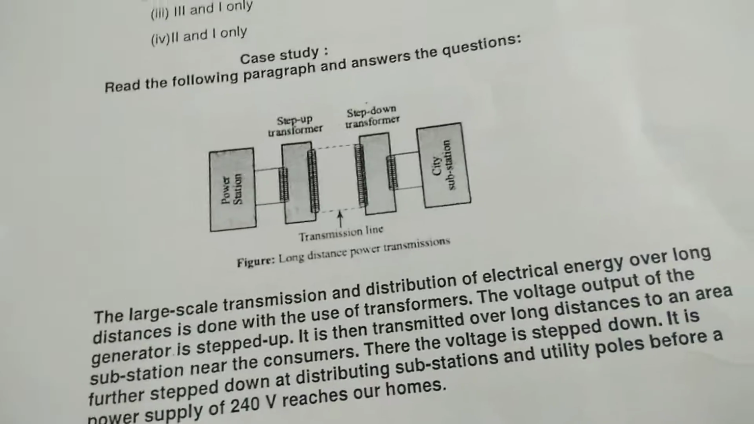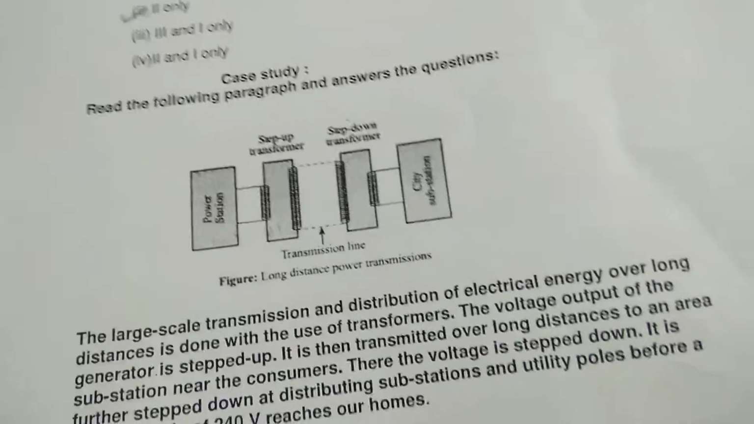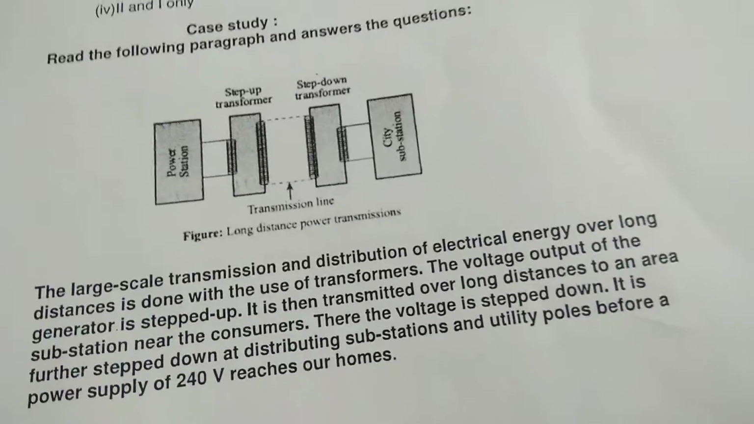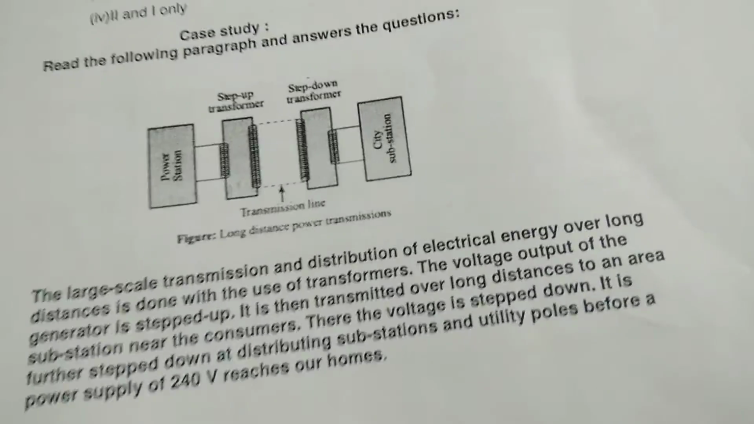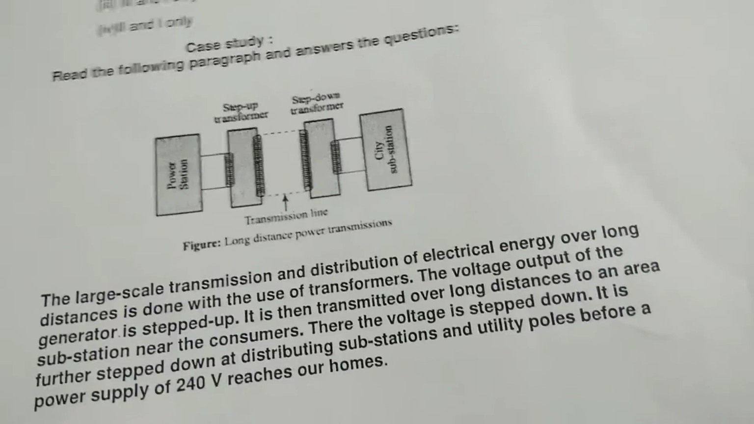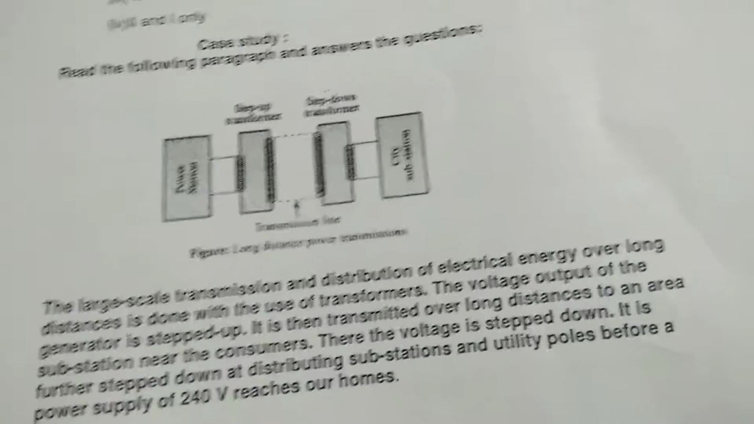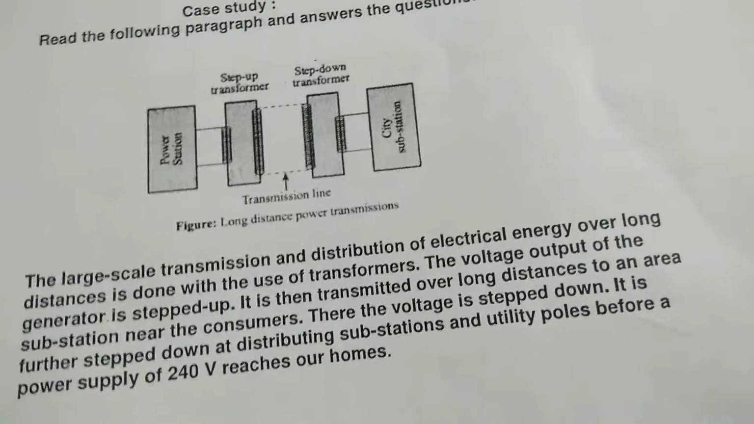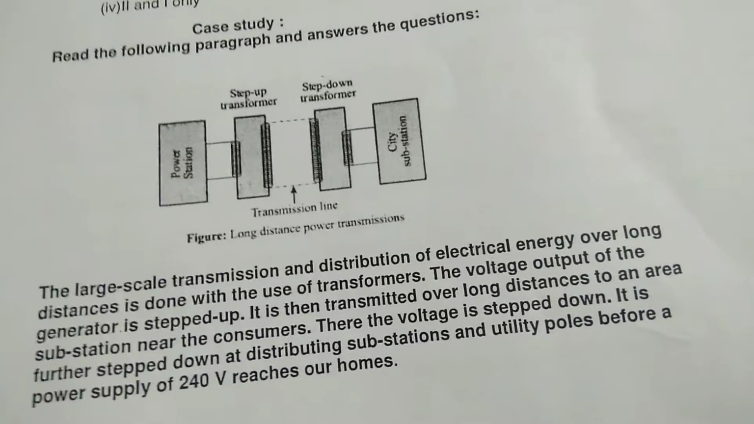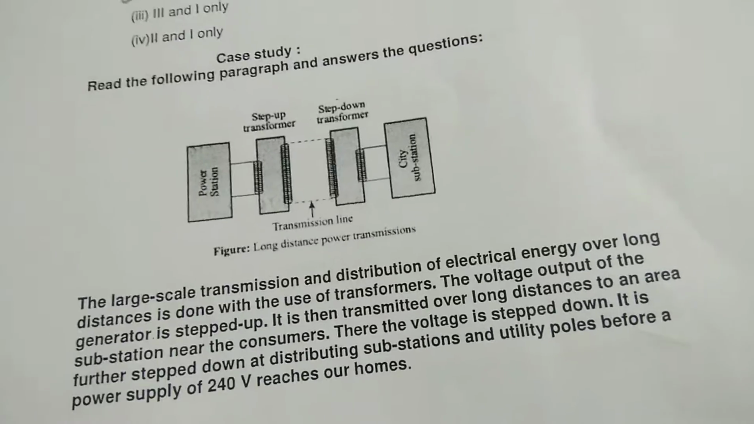Large-scale transmission and distribution of electrical energy over long distances is done with the use of transformers. The voltage output of the generator is stepped up. It is then transmitted over long distances into an area substation near the consumers. Then the voltage is stepped down. It is further stepped down at distributing substations and utility poles before a power supply of 240 volt reaches our homes.